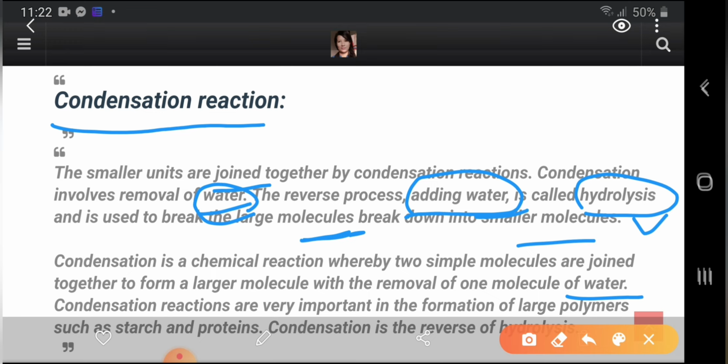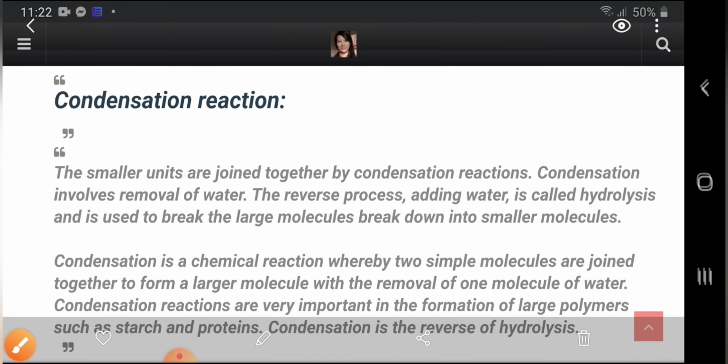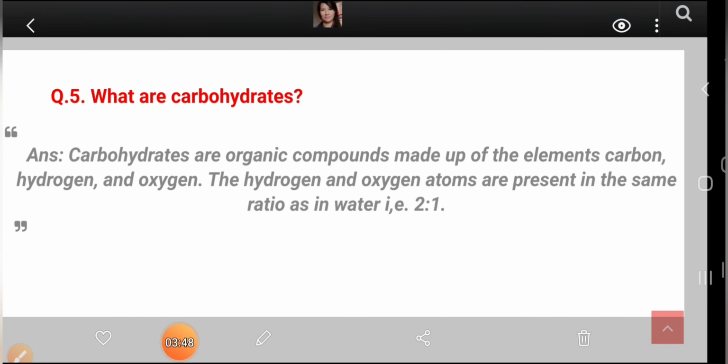So condensation reactions are very important in the formation of large polymers such as starch and protein, and condensation is the reverse of hydrolysis.